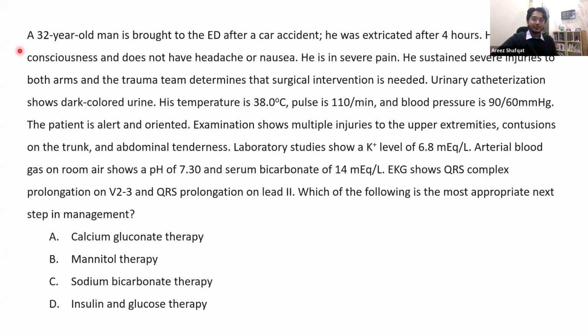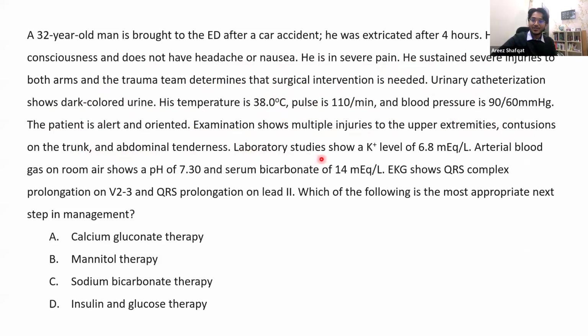Good. Now, a 32-year-old man is brought to the ED after a car accident. He was extricated after 4 hours. He did not lose consciousness and does not have headache or nausea. He's in severe pain. He sustained severe injuries to both arms, and the trauma team determines that surgical intervention is needed. Urinary catheterization shows dark-colored urine. His temperature is 38. He's febrile, almost. He's tachycardic. He's hypotensive. The patient is alert and oriented. Examination shows multiple injuries to the upper extremities, contusions on the trunk, and abdominal tenderness.